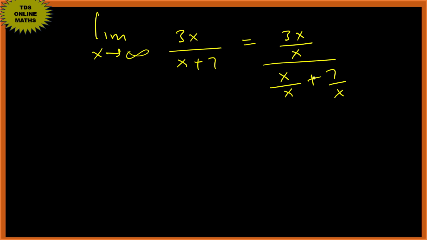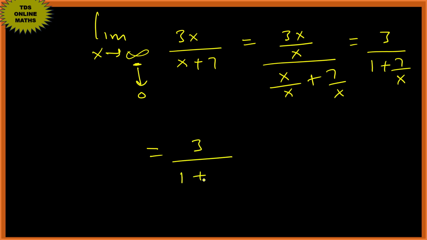Okay, so this one will cancel. So we have 3 on 1 plus 7 on x. So as x goes to infinity, this one will turn to 0. So I'll plug in 0, 3 on 1 plus 7 on 0. The same as 3 on 1, which is 3.